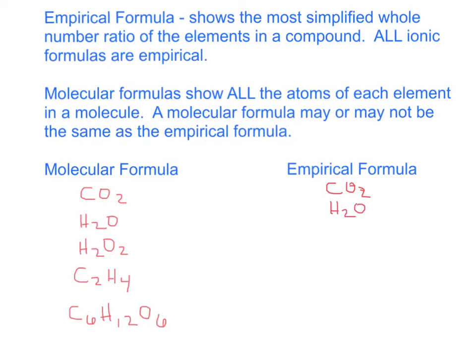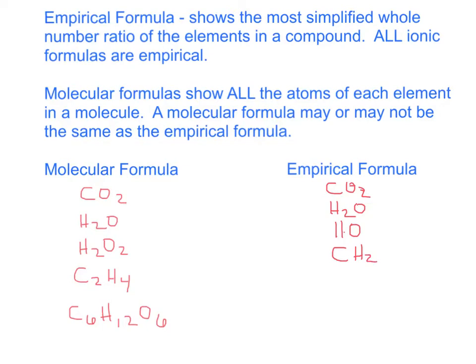And the third one, we have dihydrogen dioxide, more commonly known as hydrogen peroxide. And now we have 2 and 2. So the molecular formula is H2O2, but the empirical formula for this one is just HO. We divide the 2 out, and that's the most reduced form. And then the next one is ethene, C2H4. 2 and 4 are both reducible by 2, so it would be C1H2.